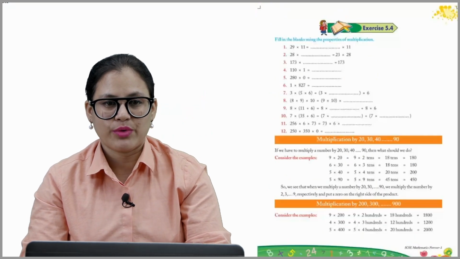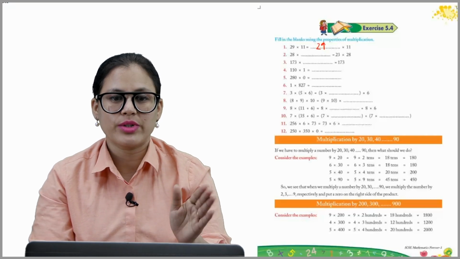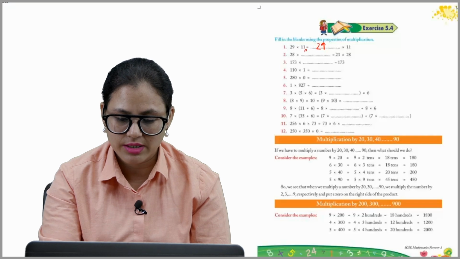Let's do exercise 5.4. 29 into 11 is equal to dash into 11. Here we will write 29. 28 into dash is equal to 23 into 28. We will write here 23.